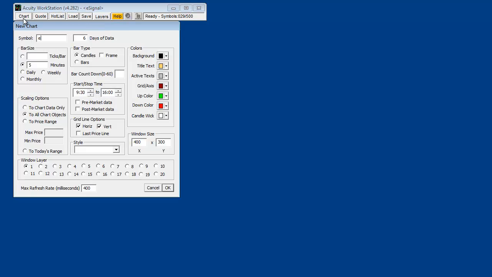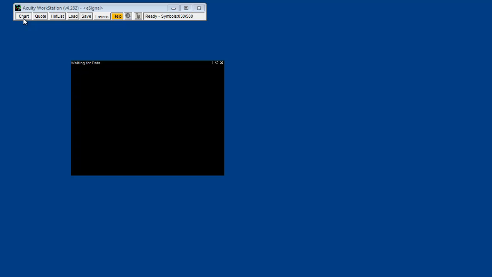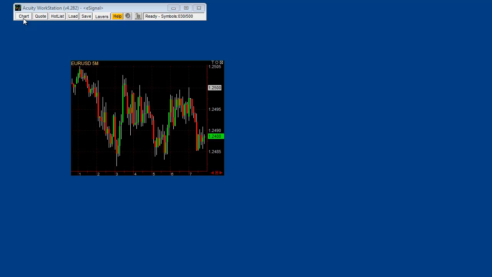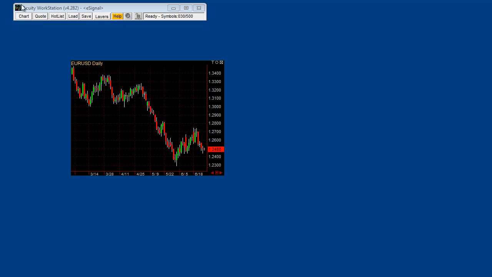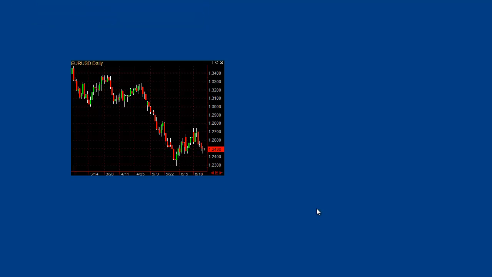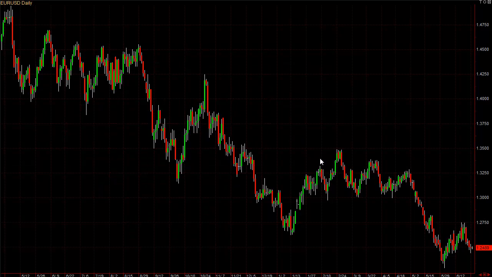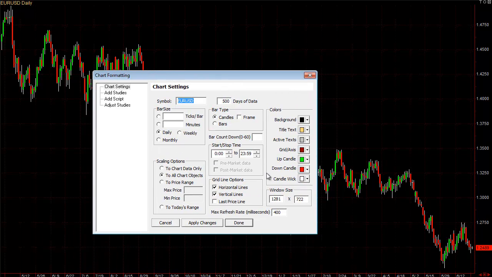So to bring this up, click on chart, euro dollar. If you want to look at it on a daily chart, period D. I like to change the colors of the background so that I can see the volume areas better. First, I'll make the chart bigger so it fills in the whole screen here so we can see it better. So you right click on the chart, and I like to make the up and down candles very dark and get rid of the wick, and you'll see why in a second.